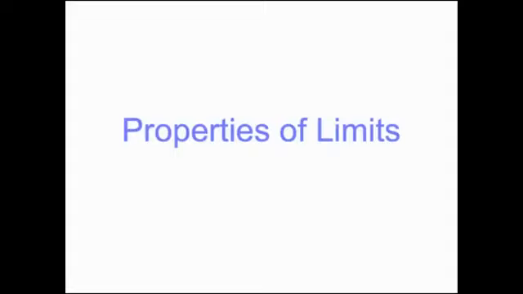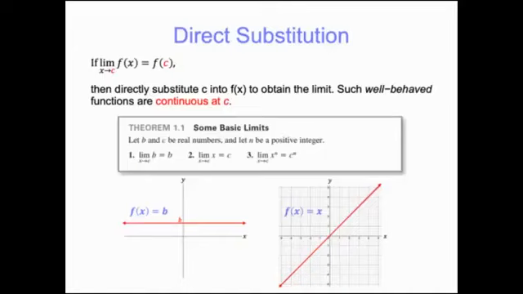We'll look first at properties of limits. The first property that we're going to look at is direct substitution. This property says that if the limit as x approaches c of f of x equals f of c, then directly substitute c into f of x to obtain the limit. Such well-behaved functions are continuous at c. Many functions fall into this category. On this slide, we're just going to look at 3 of those.